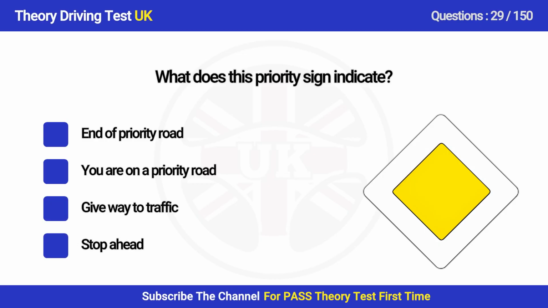Question 29. What does this priority sign indicate? A. End of priority road. B. You are on a priority road. C. Give way to traffic. D. Stop ahead.